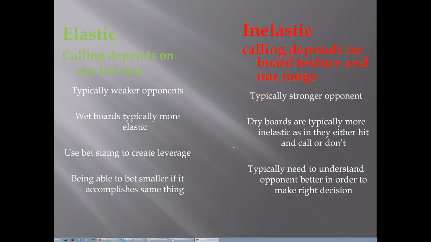We talked about using bet sizing to create leverage. So in the bluff situation where we bet small on the flop, it's going to create a smaller bet on the turn, which again, we're using to leverage our opponents. And this goes hand in hand with being able to bet smaller if it accomplishes the same thing. This goes back to one of the earlier slides where we discuss what we are trying to accomplish. If we have a game plan in place and know what we're trying to accomplish, it's going to make our decision whether we c-bet or don't c-bet much, much easier.